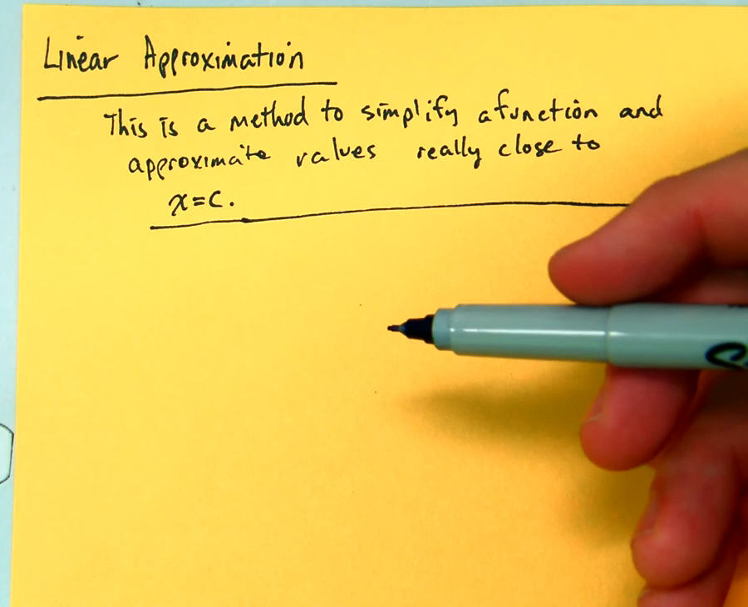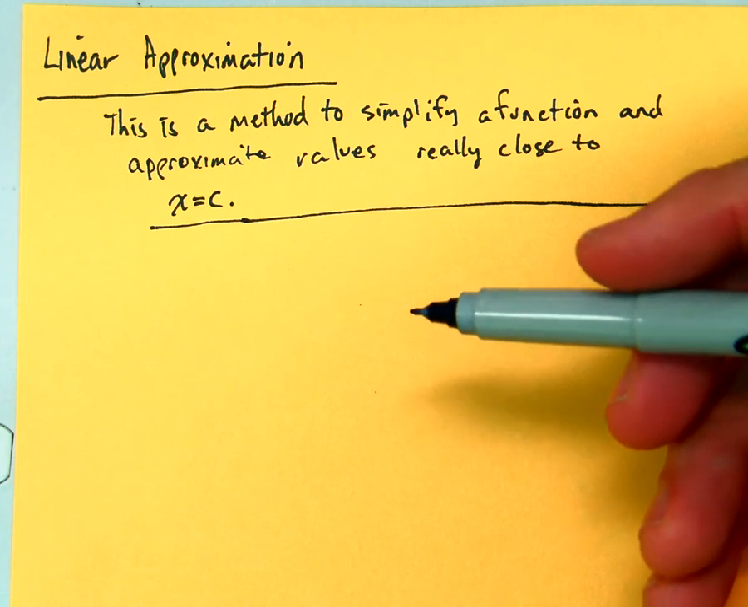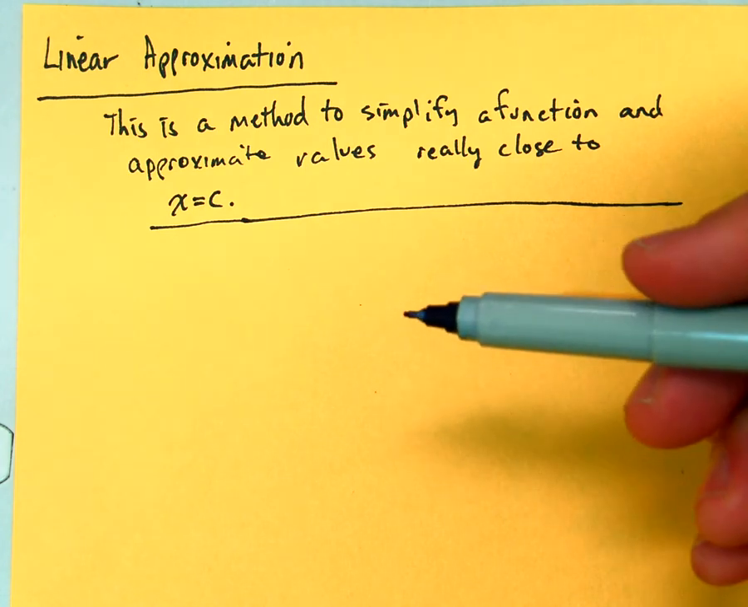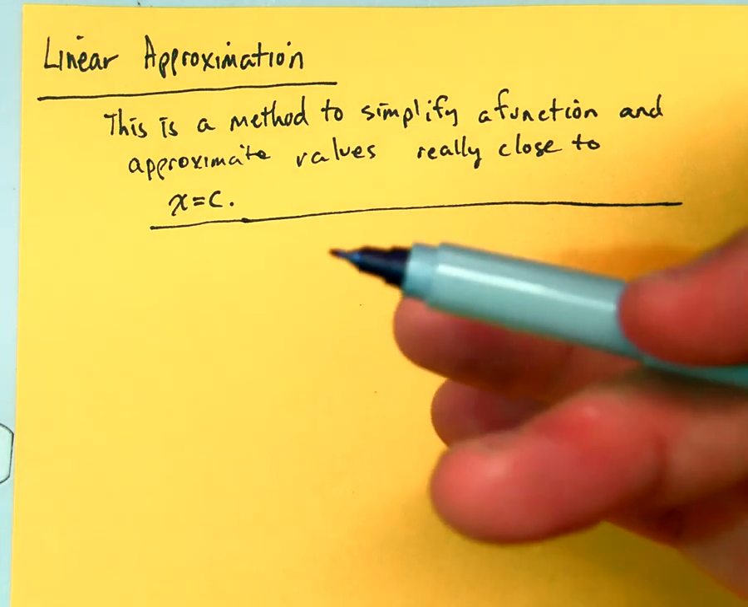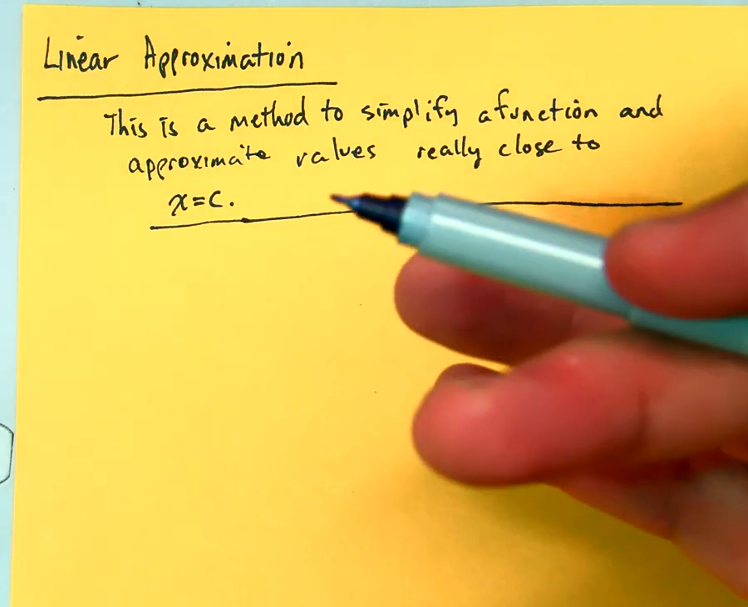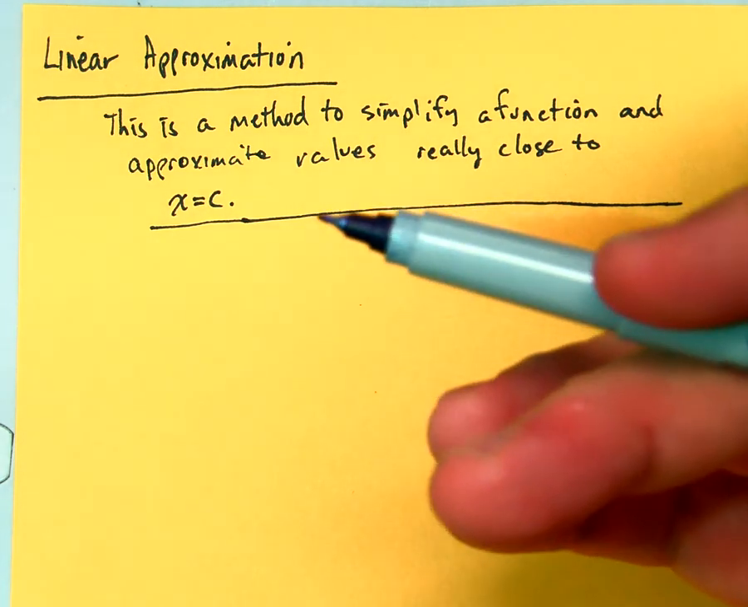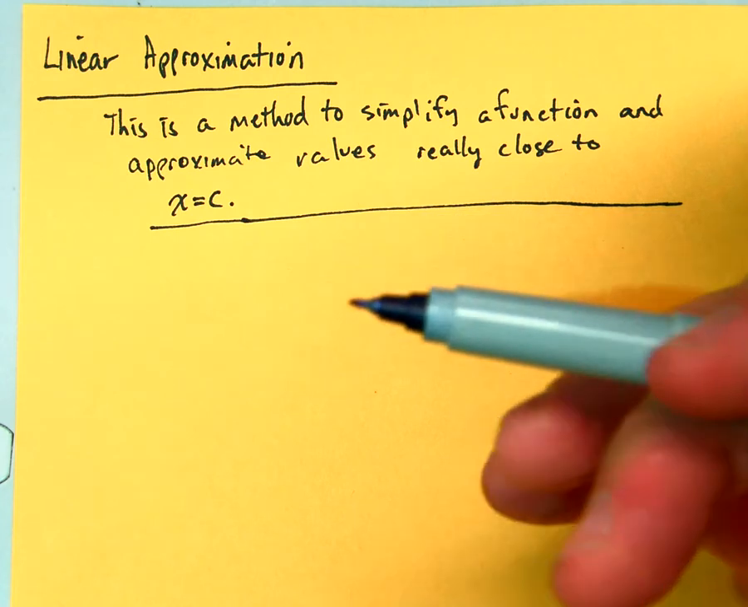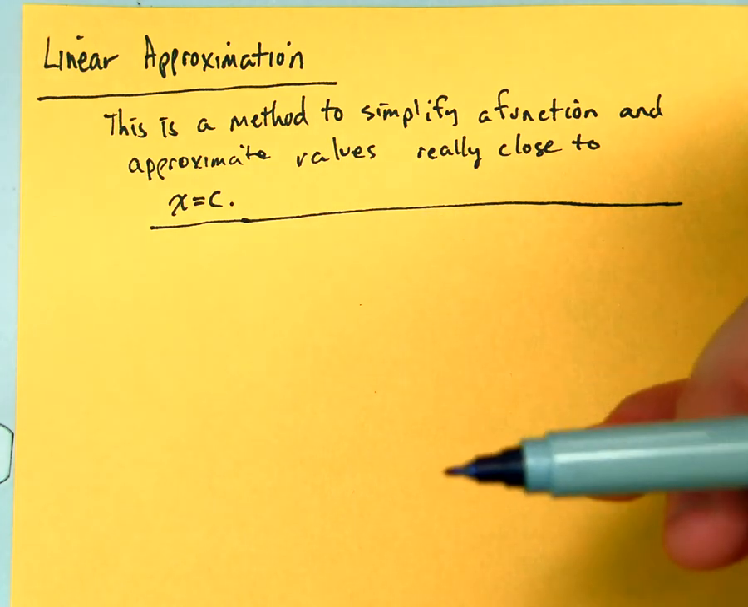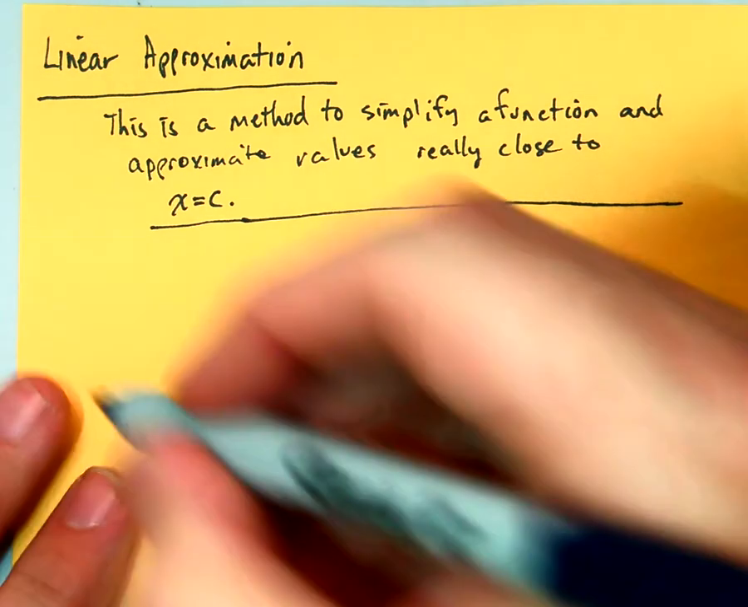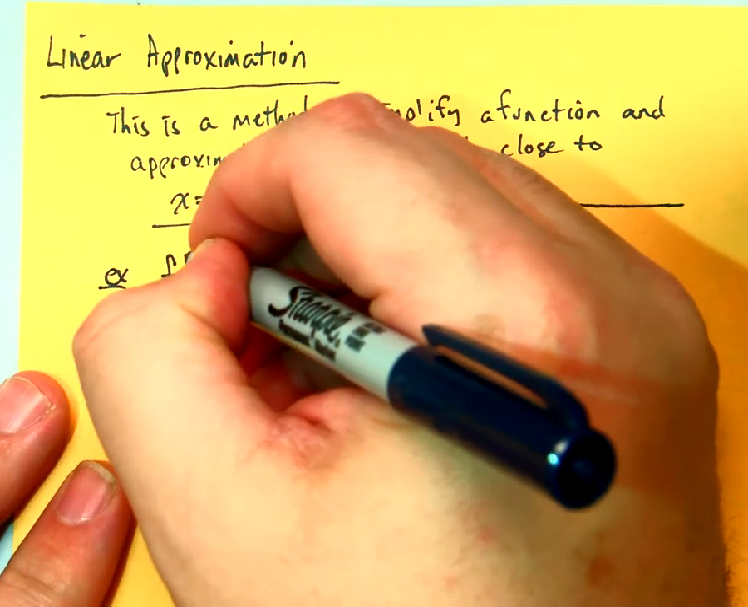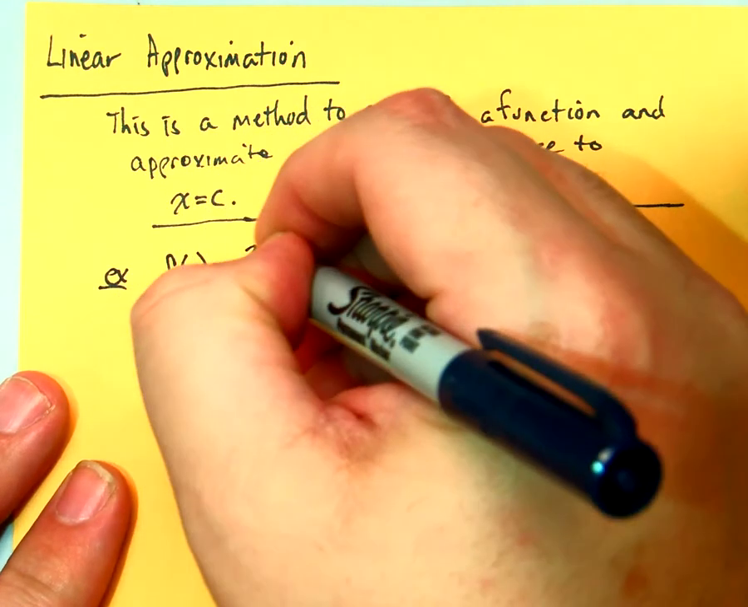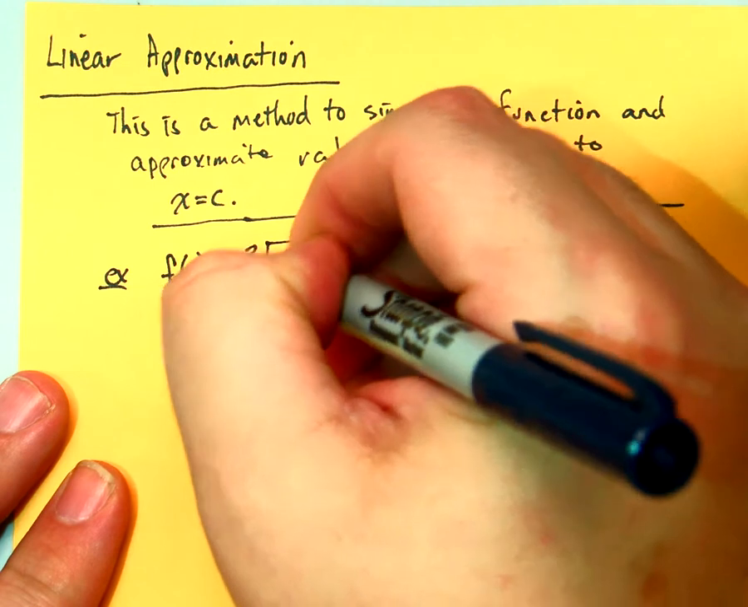And once we focus in at x equals c, we can use linear approximation to figure out values. Like if c was 8, we can figure out 8.05 without putting it into a function that's really, really crazy. Now here's an example. The function f of x is equal to the cube root of x.